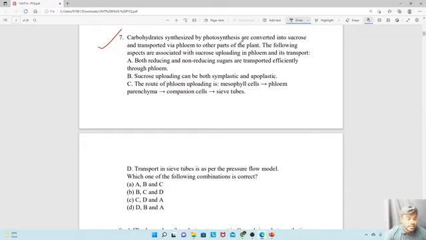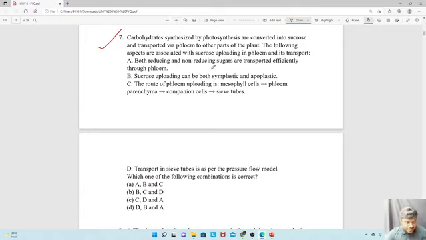Sunita said B. Okay, what about others? Friends, you know, you can easily analyze the question. Every student answer my question: in the phloem, can reducing sugar be transported or can non-reducing sugar be transported?